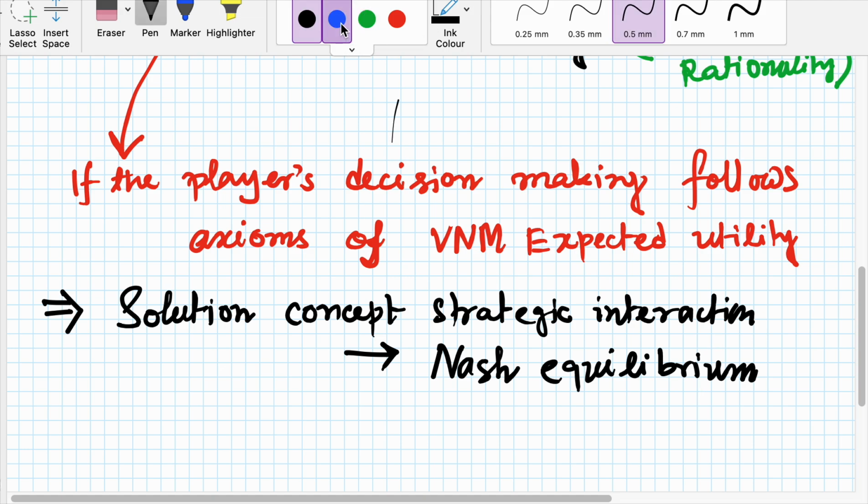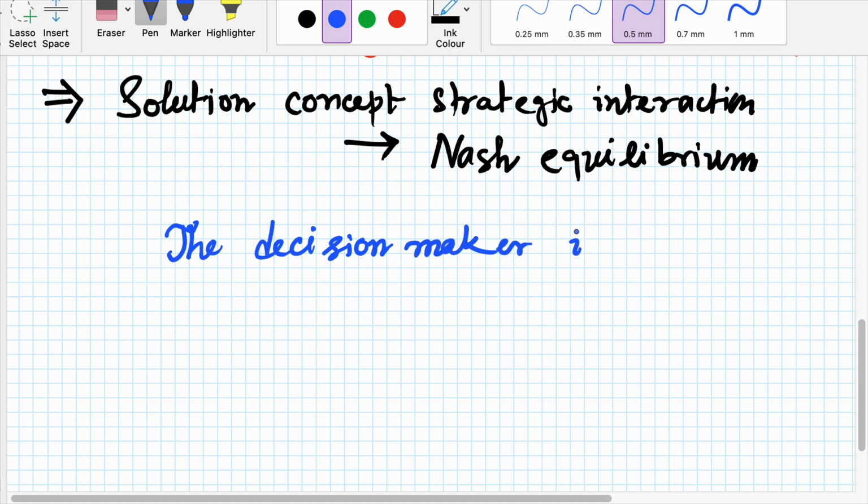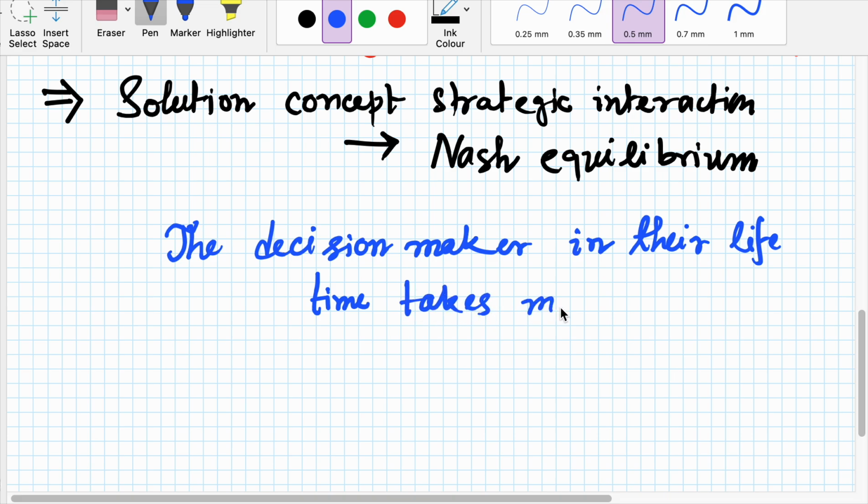However, the main point is that in their lifetime, in this case, the decision maker takes many decisions, many strategies.